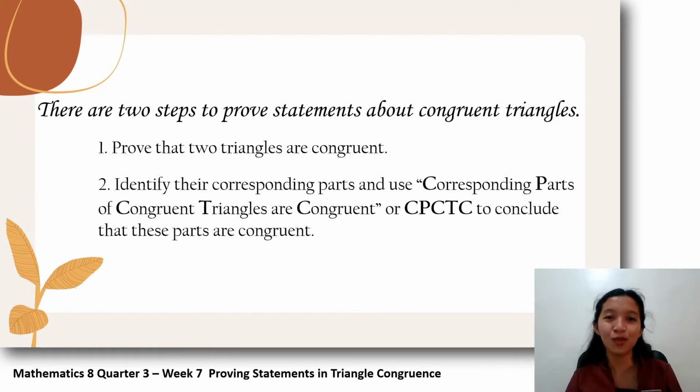There are two steps to prove statements about congruent triangles. First, prove that two triangles are congruent. Second, identify their corresponding parts and use CPCTC to conclude that these parts are congruent. So always remember to prove that two triangles are congruent first before identifying the corresponding parts and using CPCTC to end the proof. So let's have another example.